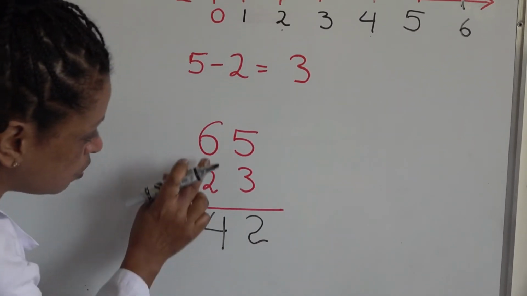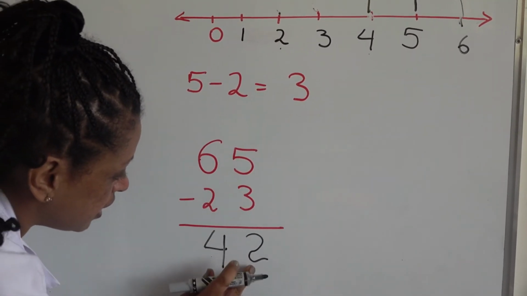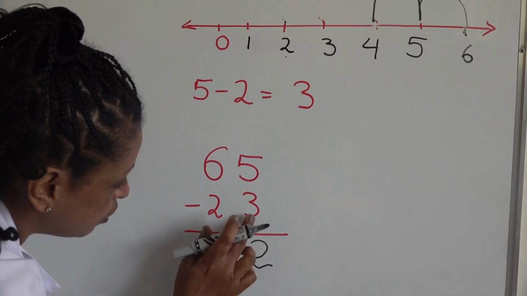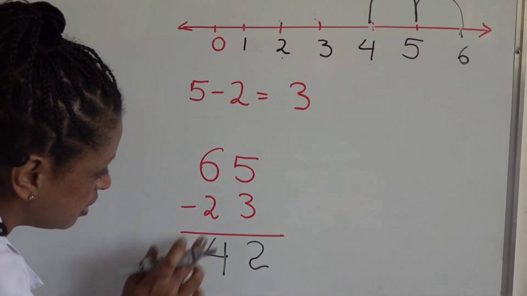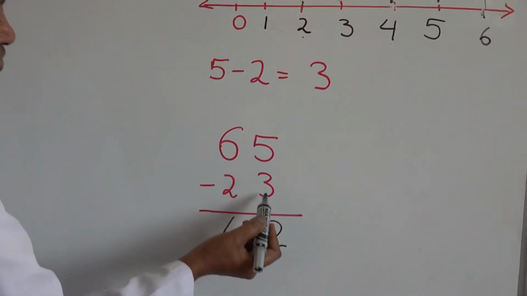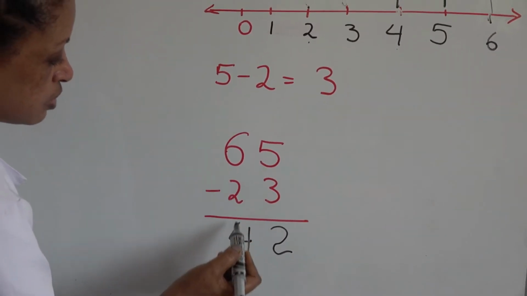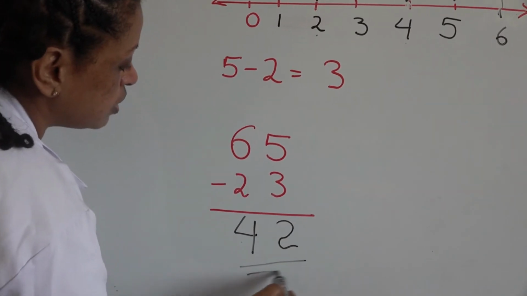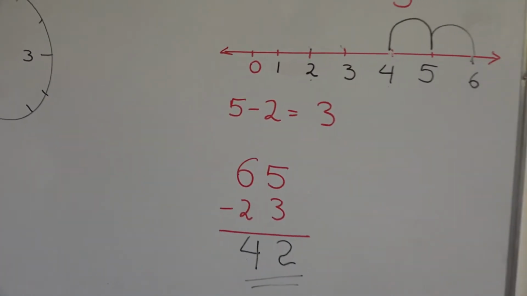4. You see, we write the numbers in each side. Okay, we don't write this answer here and this here. We have to put it straight under the number. 5 minus 3 is 2. 6 minus 2 is 4. It's 42. You got it, yeah?